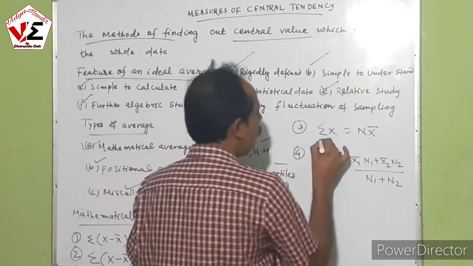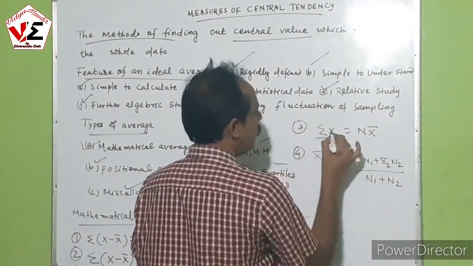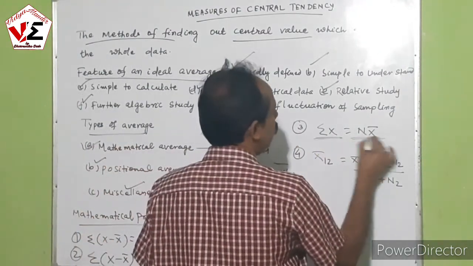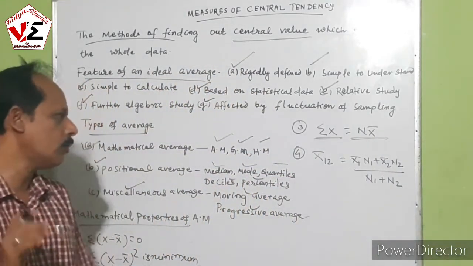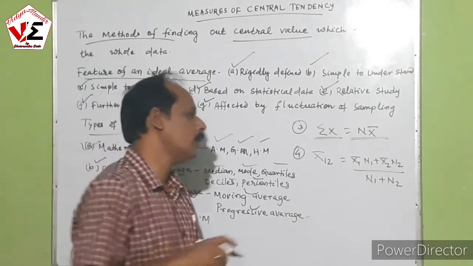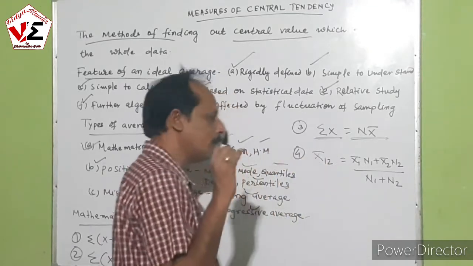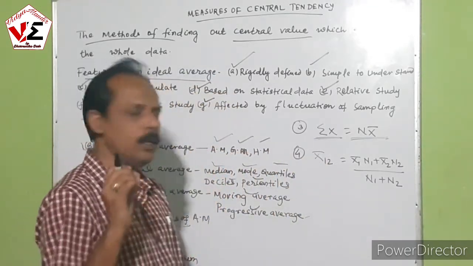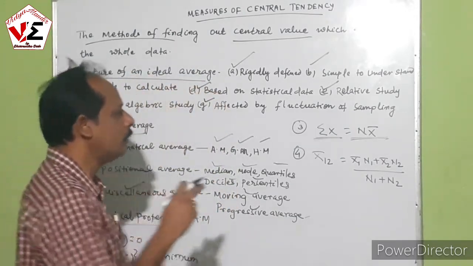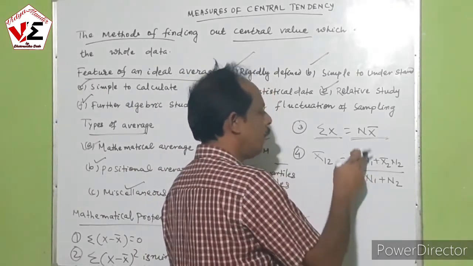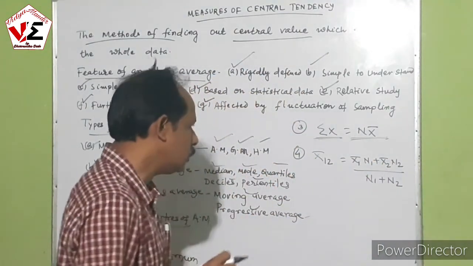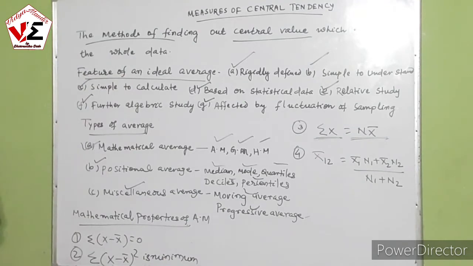Next, the sum of the data is equal to the number of observations into the mean. This is always true. And another one, we can find the combined mean by applying this formula. The combined mean of two groups of data, x12 bar, equals x1 bar n1 plus x2 bar n2, divided by n1 plus n2, where x1 bar is the mean of the first group, n1 is the number of observations of the first group, x2 bar is the mean of the second group, and n2 is the number of observations of the second group. With this formula, we can find the combined arithmetic mean.